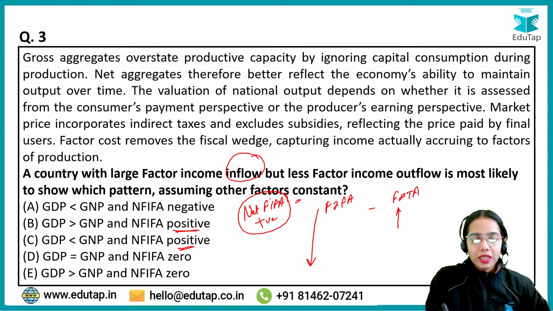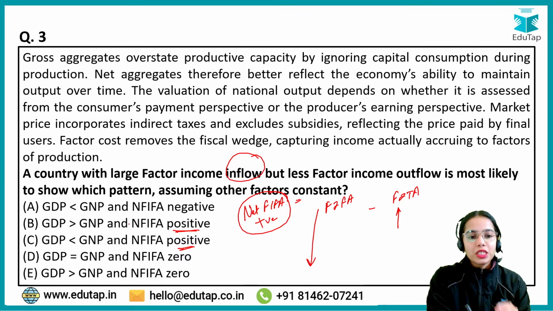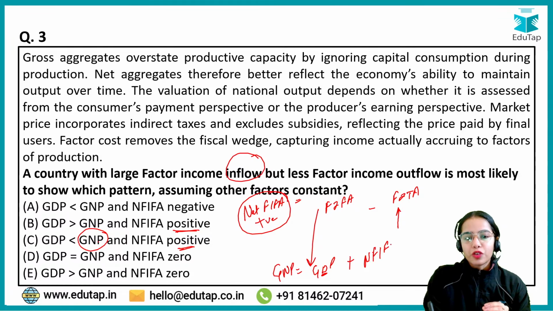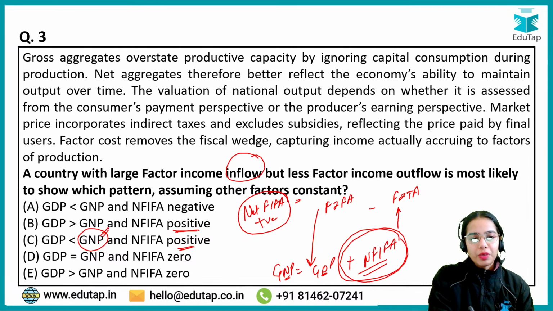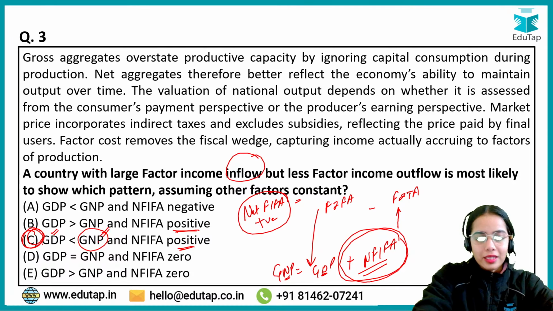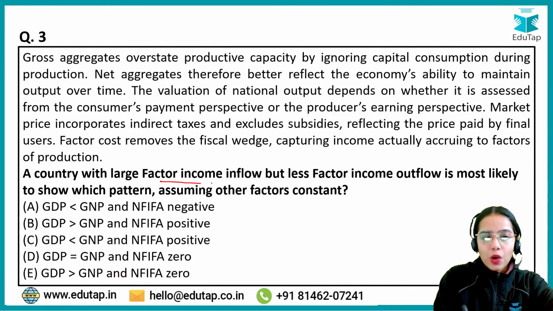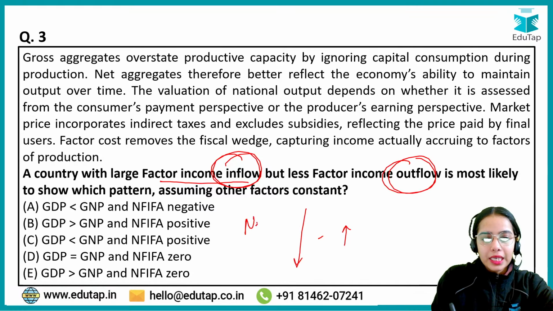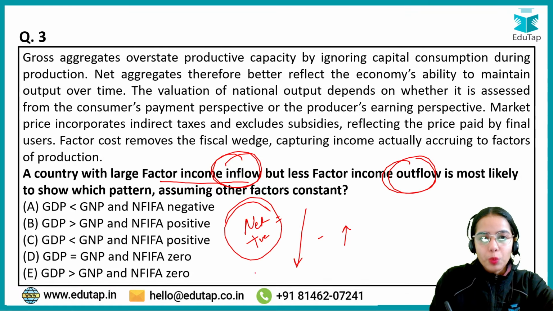Now when net factor income from abroad is positive, that means gross national product must be higher, because gross national product is GDP, the domestic, plus net factor income from abroad. So net factor income from abroad is positive, so GNP must be higher than the GDP. So here C is the answer. Very good, Lohita. C is correct. If we are getting more than what we are paying, the net amount is positive. And if the net factor income from abroad is positive, the national is higher than the domestic.